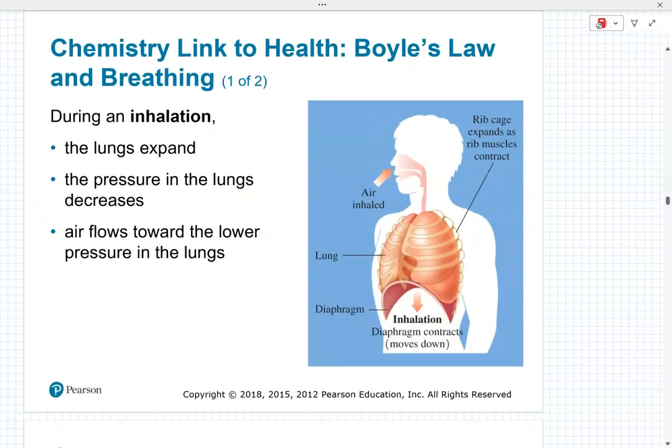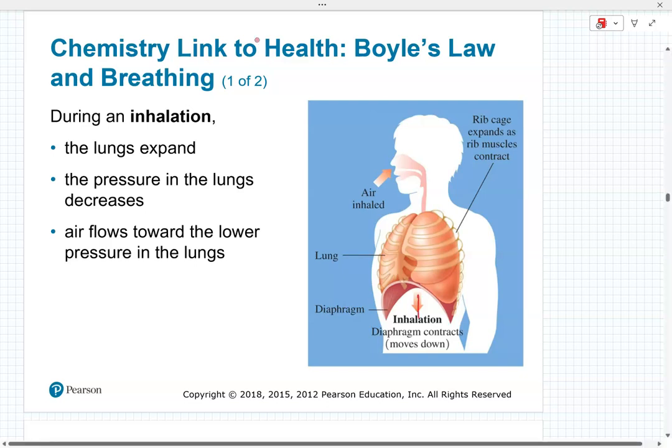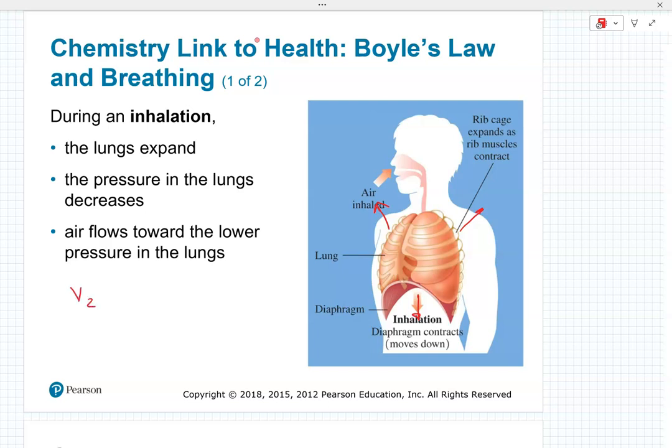So here's the thing. Some of you have taken NP2 already, some of you will take NP2. But the process of inhalation is essentially governed by Boyle's law. When you inhale, your diaphragm goes down, your rib cage goes up because of the intercostal muscles, and effectively the volume of your rib cage, V2, becomes greater. If V2, the volume when you inhale, goes up, then the pressure inside your lungs has to go down. As the pressure inside your lungs decreases, the air flows into the lungs.